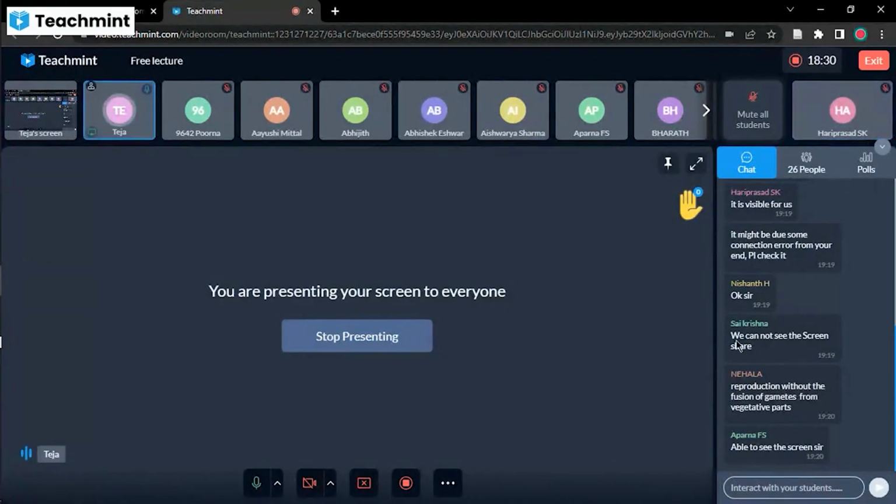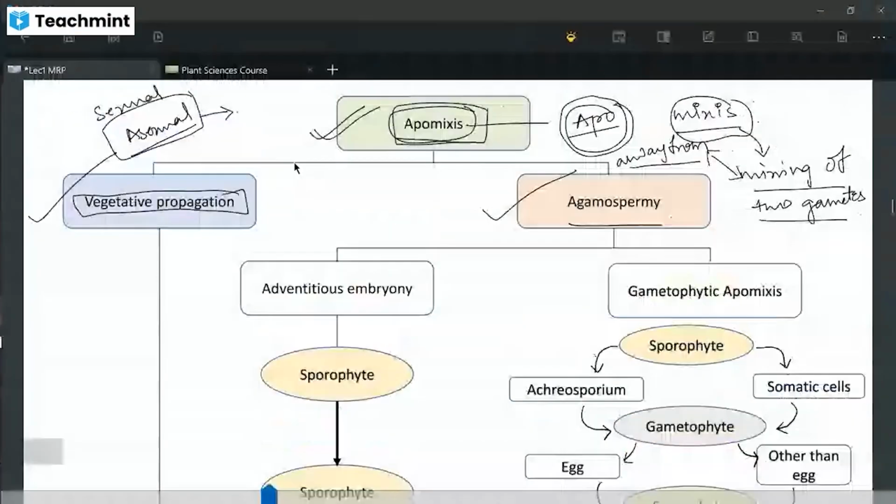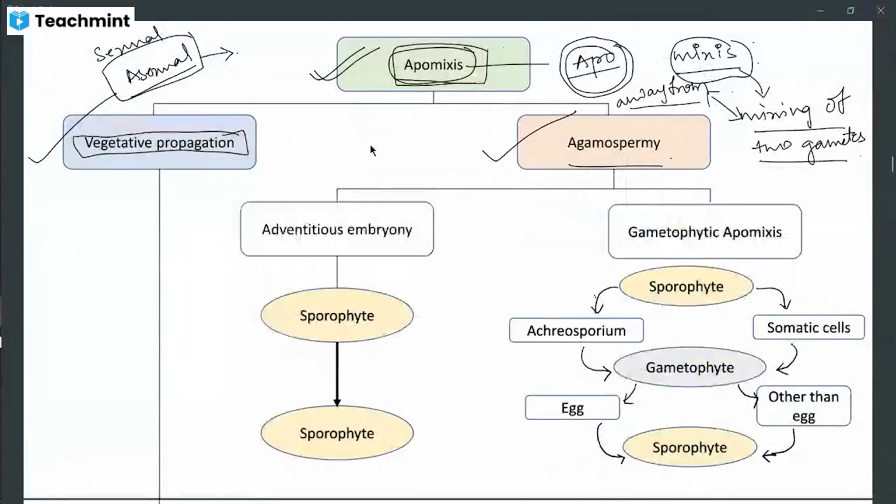So Krishna, can you hear me now? I'll just repeat what I said. I just went through what you mean by apomixis. If we divide the term, it is nothing but apo and mixis. So mixis is mixing of 2 gametes and apo is without or away from mixing of 2 gametes. We discussed this.